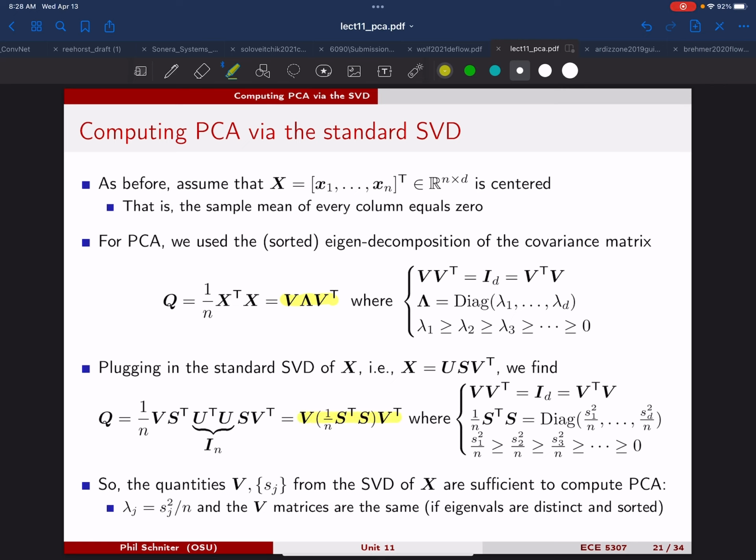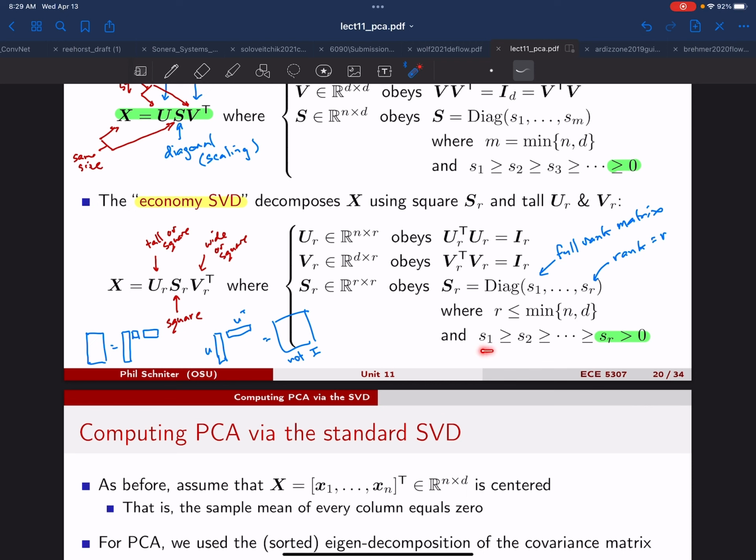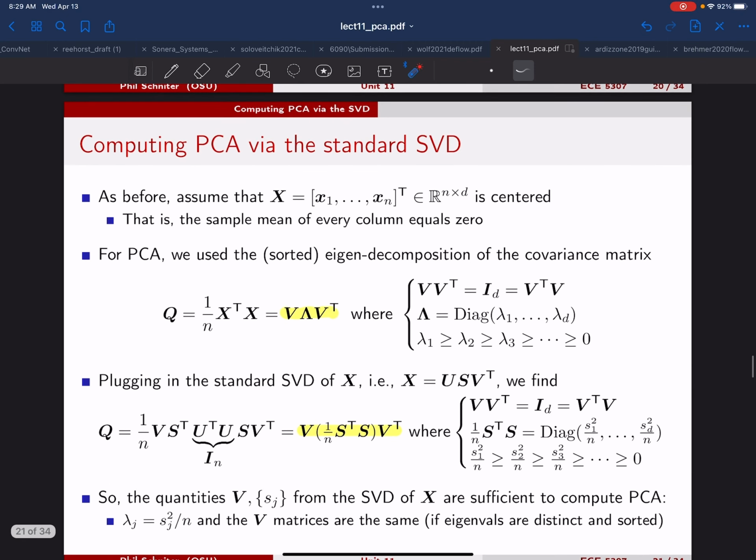So you can see that the eigenvectors returned by the eigen decomposition are the same as the singular vectors returned by the SVD. Furthermore, the eigenvalues are related to the singular values S in this way. So the largest eigenvalue, because here we're assuming they're sorted. By the way, in the SVD, they're always sorted from large to small, always. So we did that with the eigen decomposition just to make it easy to compare the two. So you see that essentially the ith eigenvalue will be the ith singular value squared divided by n. So there's a direct correspondence. At the end of the day, lambda j is s squared j over n, and the V matrices are the same.